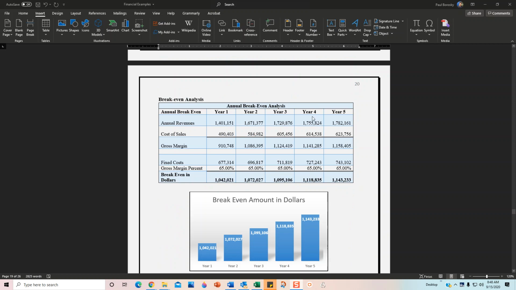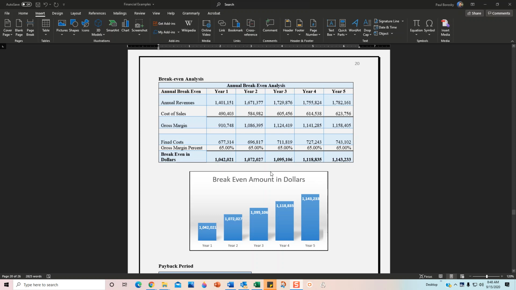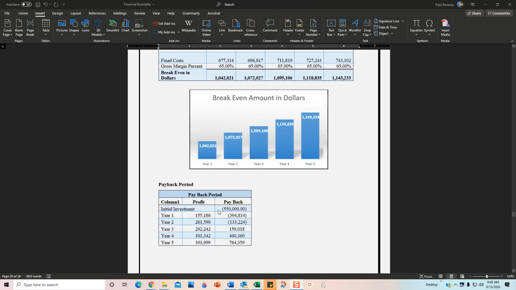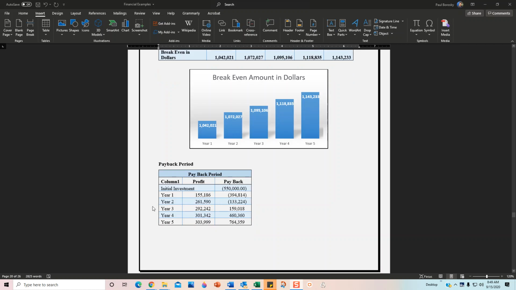And the next section is going to be the break-even analysis. The break-even analysis is going to tell the reader how much revenues you need to generate in order to break even. And then I go ahead and I put it into a nice little chart here. I include the payback period as well. The payback period just shows how long it's going to take your organization to recuperate the initial investment. In this particular example, we are going to recuperate our initial investment between year 2 and year 3.